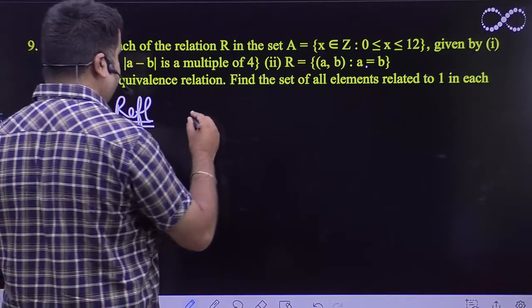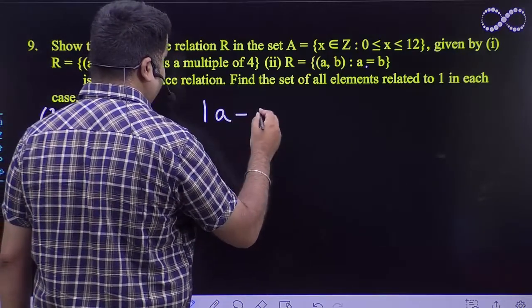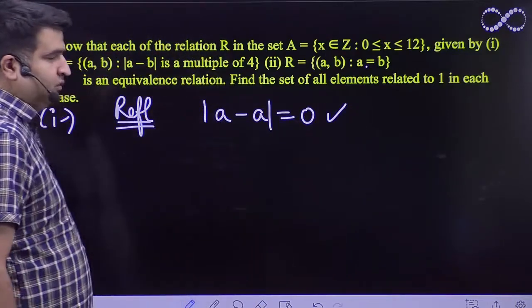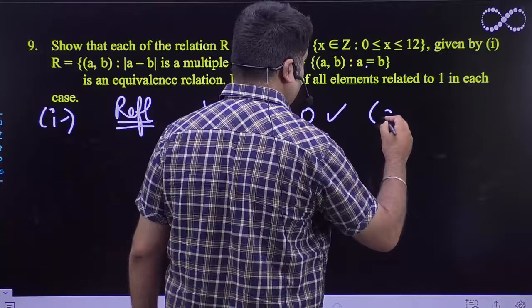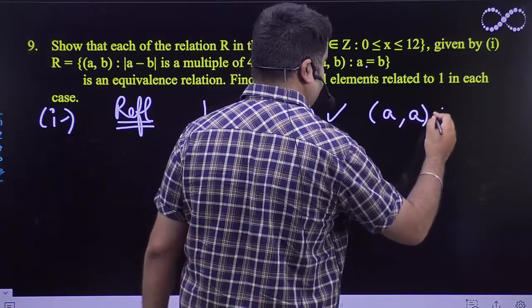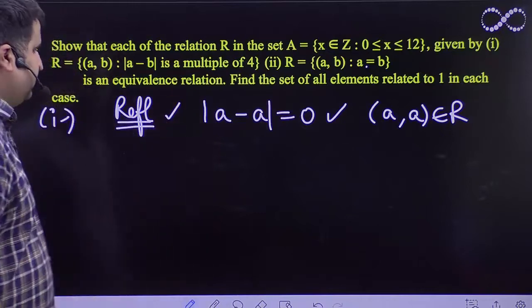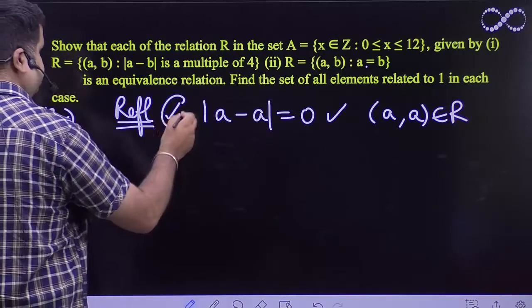So for the reflexive property we have mod of A minus A, which is 0, which is a multiple of 4. Therefore, (A, A) belongs to R. Therefore, this is a reflexive relation.